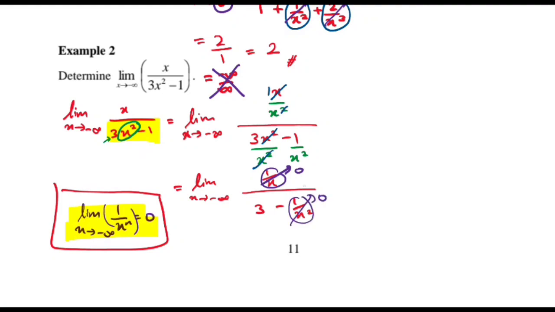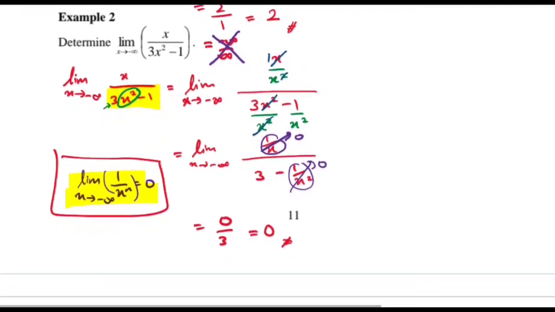So what's left on top here is just 0 divided with 3 minus 0. What is 3 minus 0? It's just 3. What is 0 divided with 3? You don't have to press your calculator for this. This is just 0. So the value of this limit is 0.